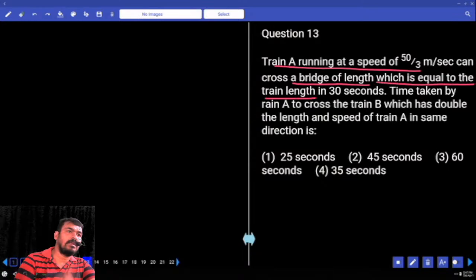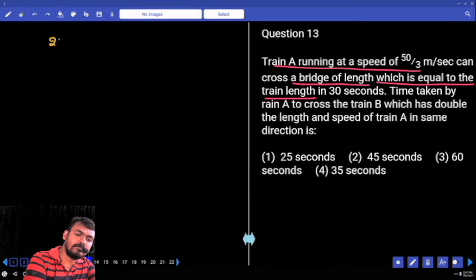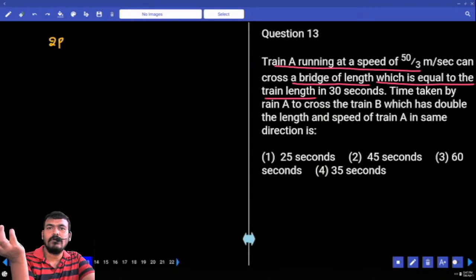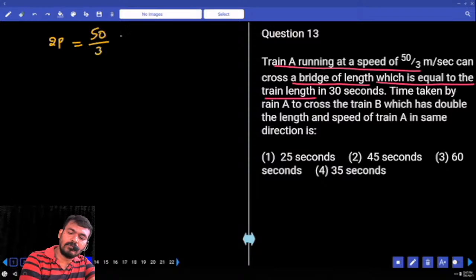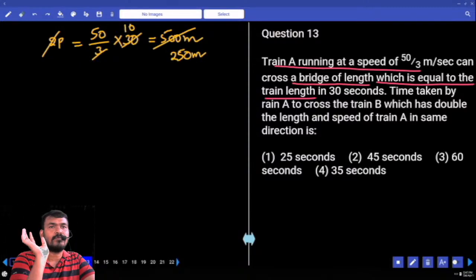Train length. Suppose train length is one part, bridge length also one part. Total distance 2 parts. What is the total distance? 2 parts. That is equal to speed into time or speed plus time? Speed into time. What is the speed value? 50 by 3 into time, how many seconds? 30 seconds. 3 how many times? 10 times. 50 into 10, 500 meters. 2 parts are 500 means what is the one part value? 250 meters. The train length is 250 meters, and the bridge length is also 250 meters.